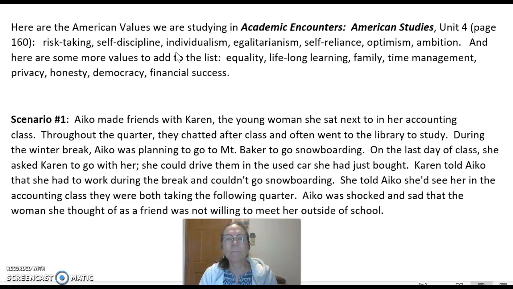All right, individualism. Egalitarianism? Equality? I don't think so. Self-reliance. Yeah, probably, right? Self-reliance. Karen's just thinking she's got to take care of herself. She needs to make money. You know, friends come, friends go, but she has bills to pay. So self-reliance is probably part of the equation here.